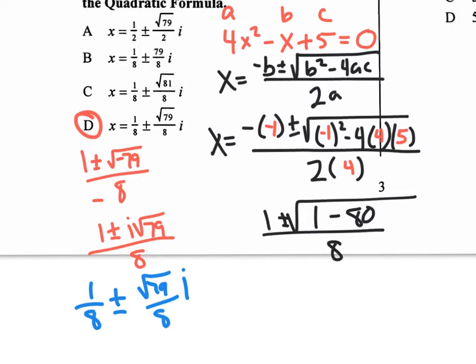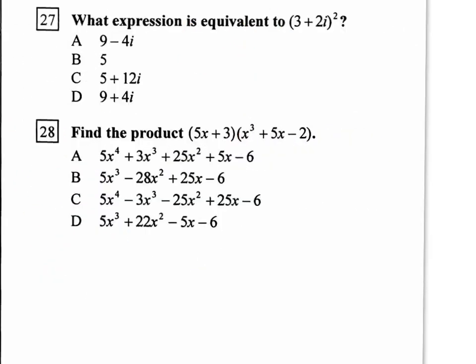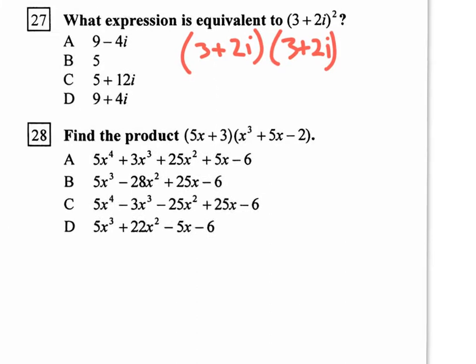Okay, guys, let's continue to number 27. Whoa. Number 27, which expression is equivalent to 3 plus 2i, squared? That's really easy to do. That's just 3 plus 2i times 3 plus 2i. And now it's just a question of distributing.